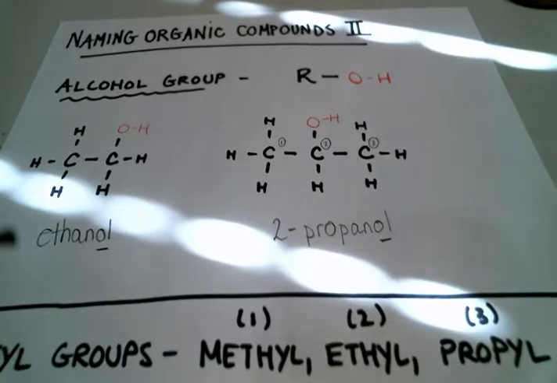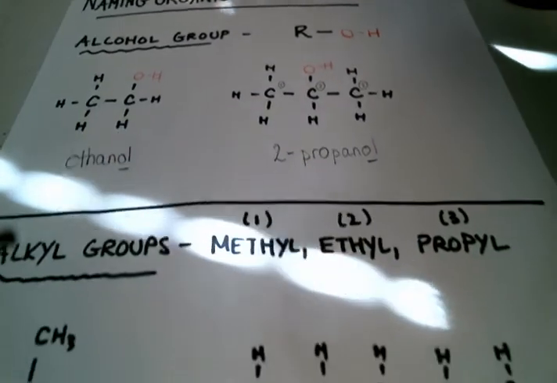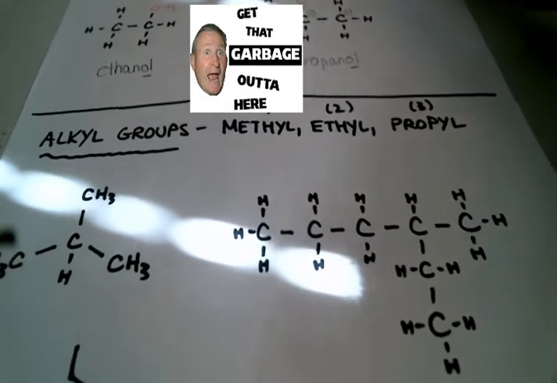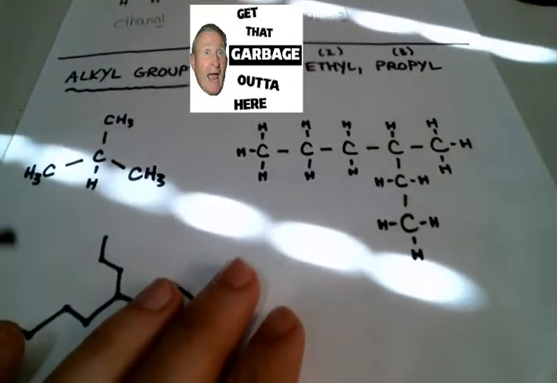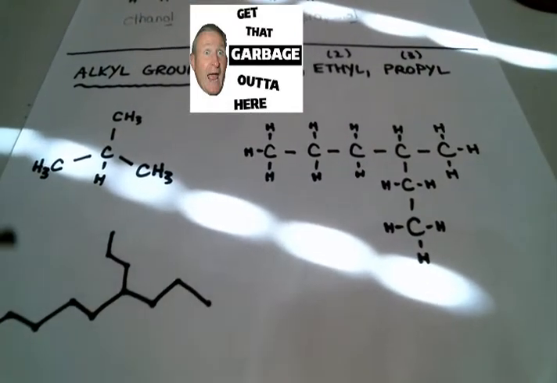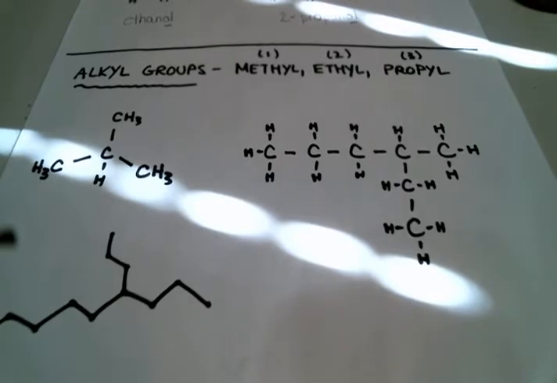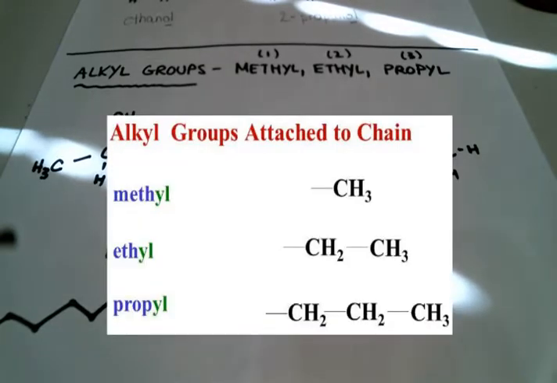For now, we're going to move on to the second functional group that the lesson discusses this week. Let me just move a couple things out of the way here. There we go. And that is the alkyl group. Now, there's 3 different kinds of alkyl groups. You have a methyl group, an ethyl group, and a propyl group.